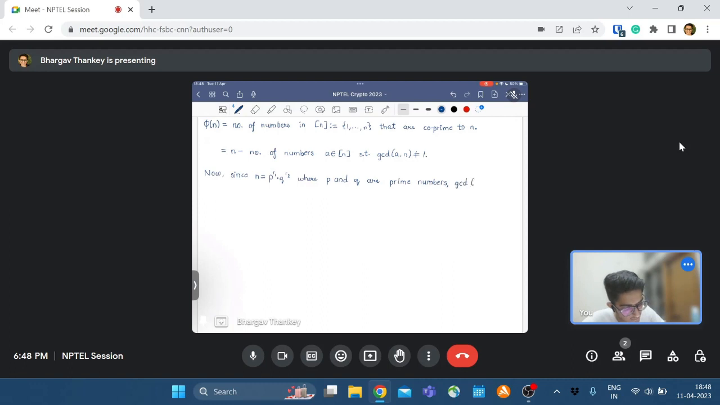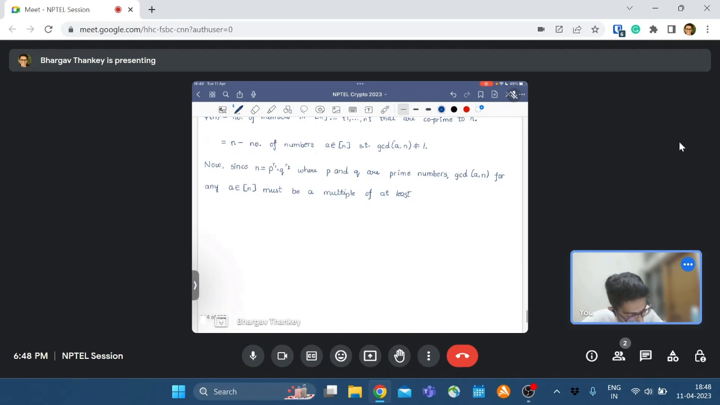GCD of a comma n for any must be a multiple of at least one of P and Q.